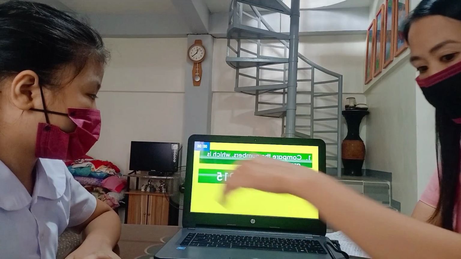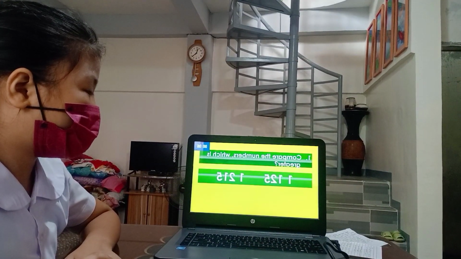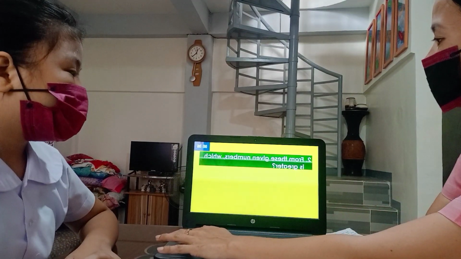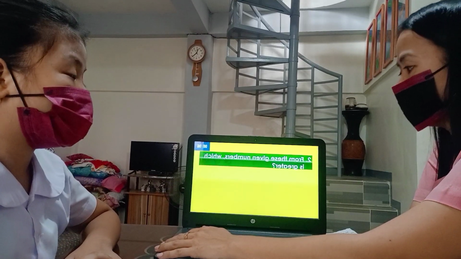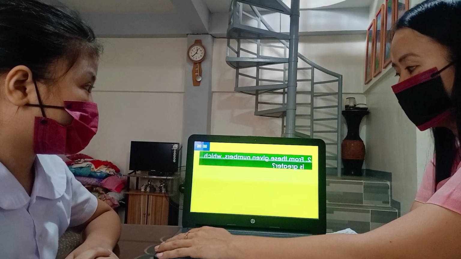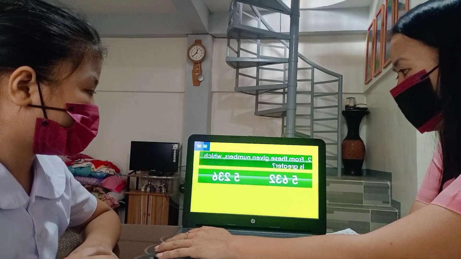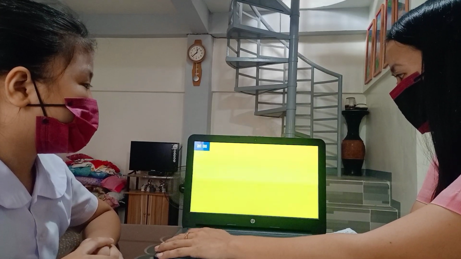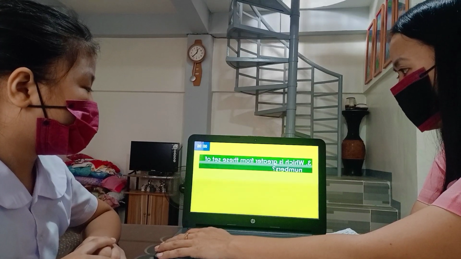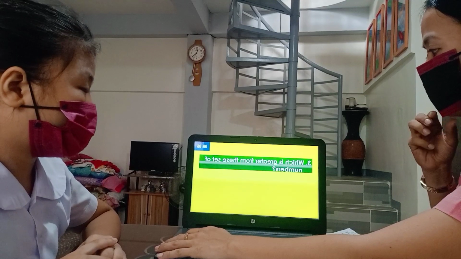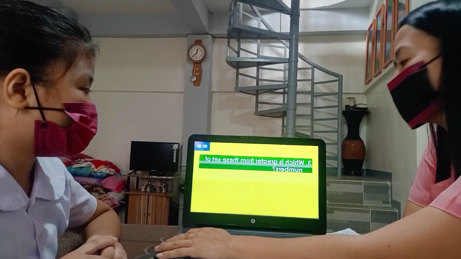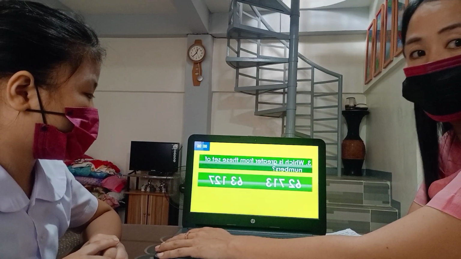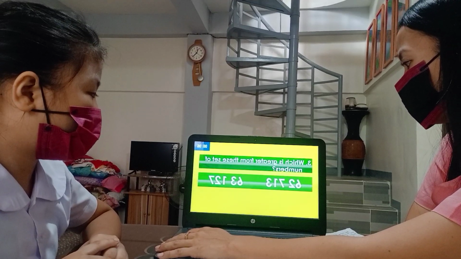1,125 or 1,215? 1,215. Okay, correct answer. Number 2, from these given numbers, which is greater? 5,632 or 5,236? 5,632. Okay, very good answer. Number 3. Which is greater from this set of numbers? 62,713 or 63,127? 63,127.